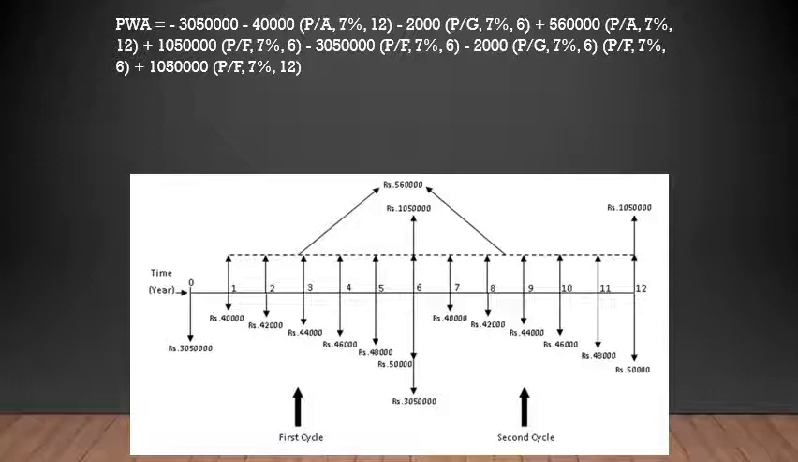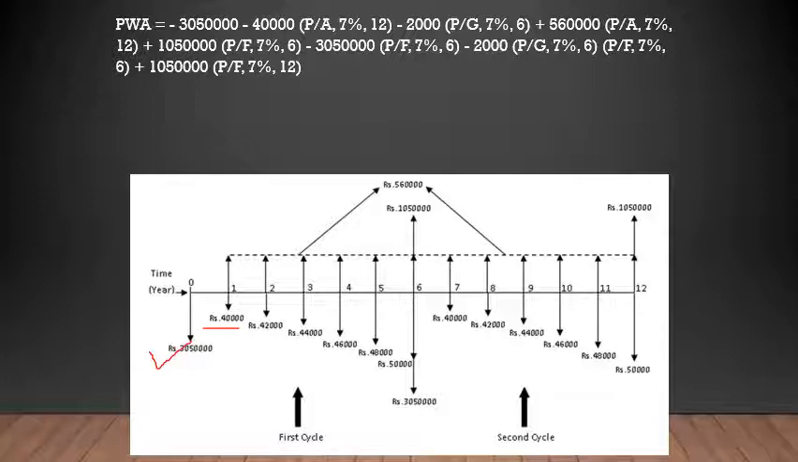This 30 lakh, this is the first one, 30,50,000. It is already P, retain it as P. Next 40,000, which is this 40,000. P by A, comma 7, comma 12. Can I put it for 12 or should I put it for 6? That is another confusion with most of the students.